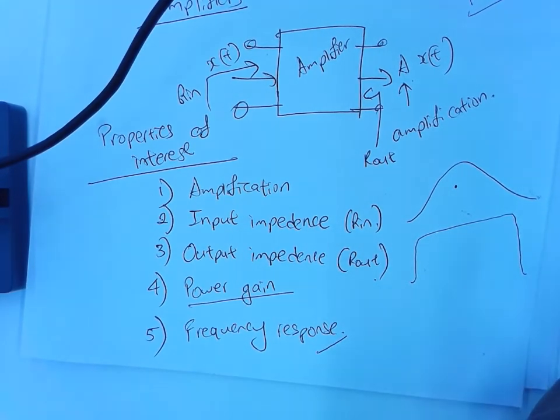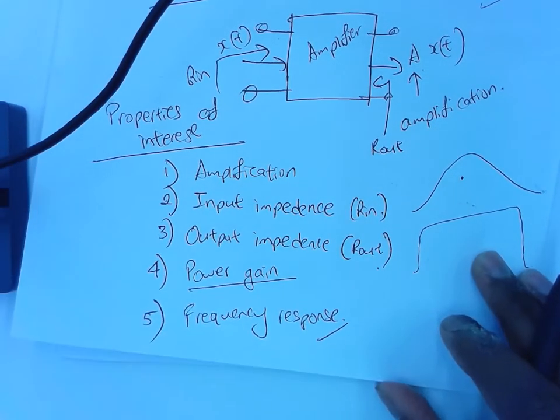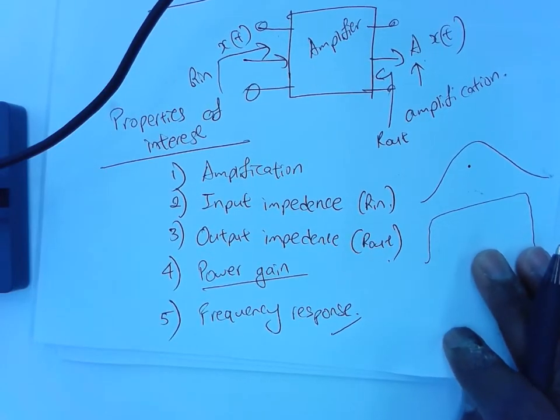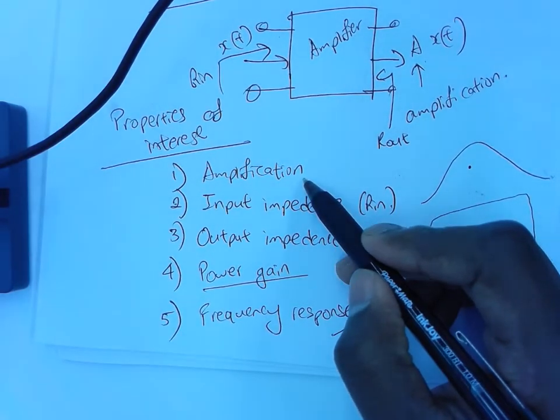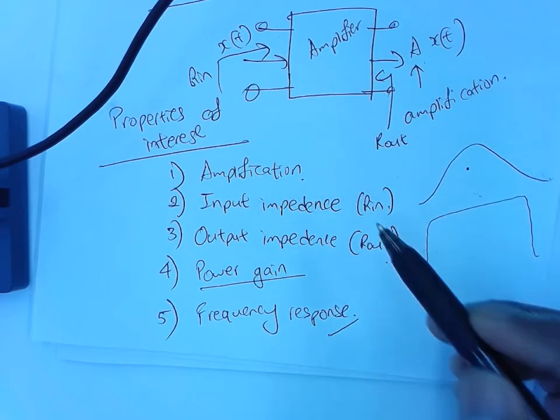So these are all the properties we'll be interested in for a given amplifier. Amplification is straightforward. Why are we interested in that? Because that's the primary purpose of our amplifier. Why do you think we're interested in input impedance?